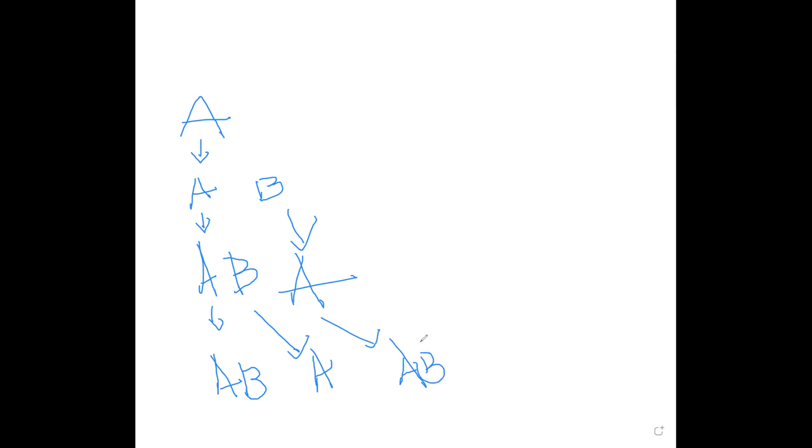If B's, it becomes A. You got it? So now there's ABA. So A becomes AB, and B becomes A, and A becomes AB. So this is actually a rule-based system.